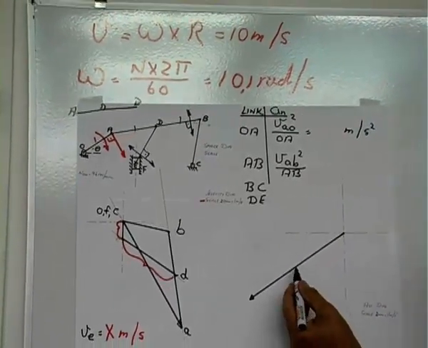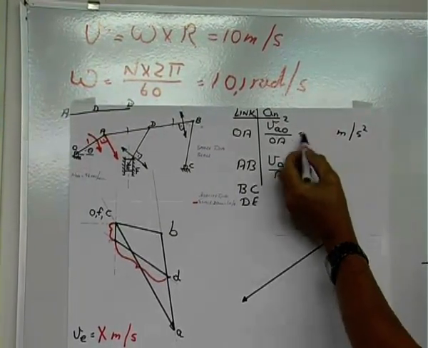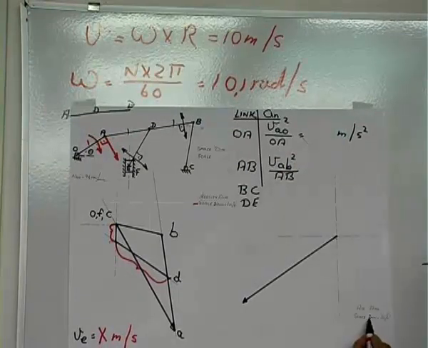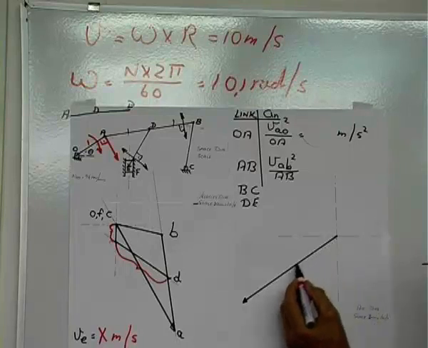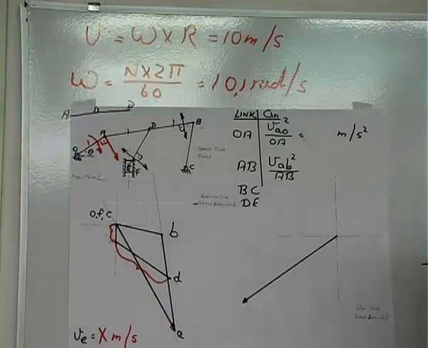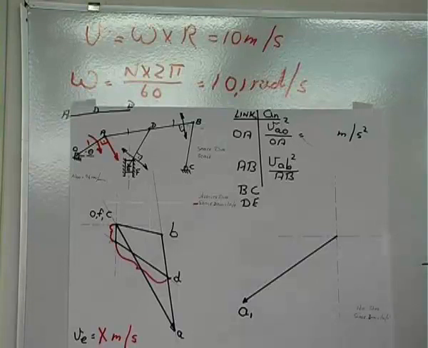This length will be the magnitude of the normal acceleration of link OA, and through your scale you can draw in that length. But remember, that line must be parallel to link OA. You can't change that direction. That is important. All right, so that plots A on my acceleration diagram. Take note of the footnote 1, that means I plotted A on my acceleration diagram.